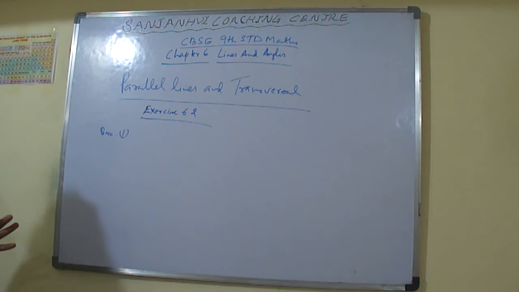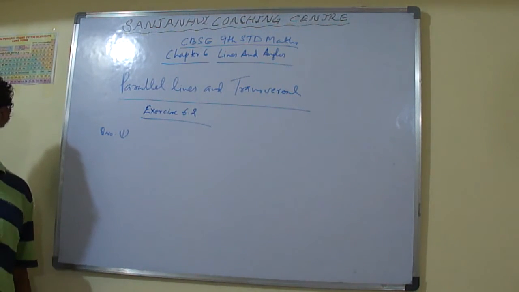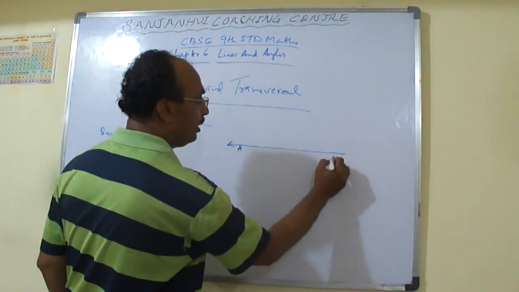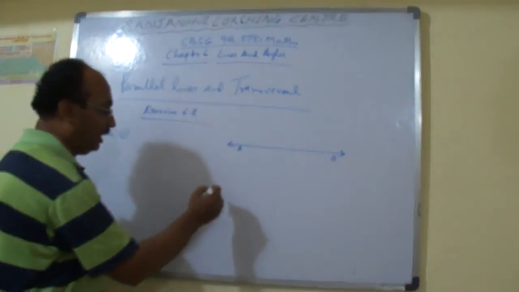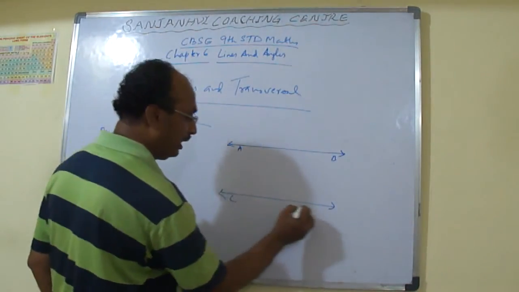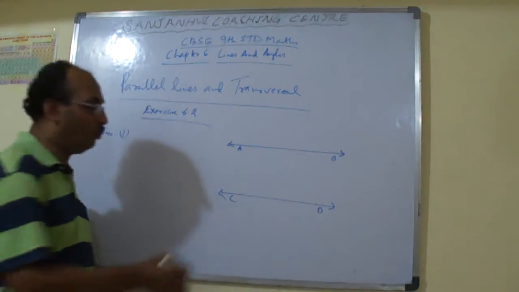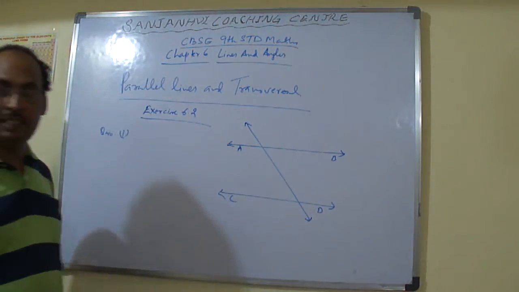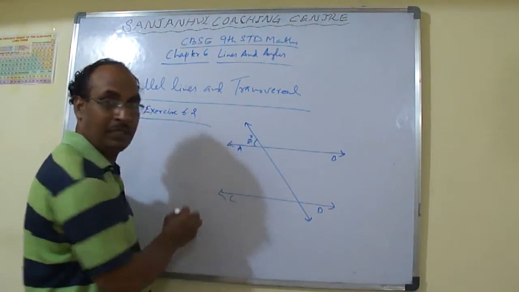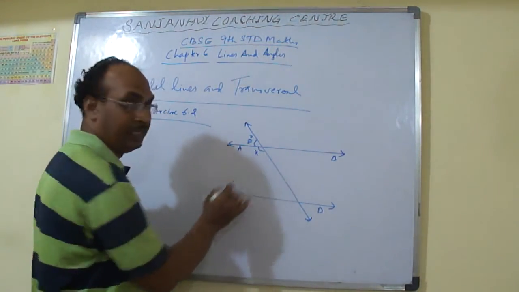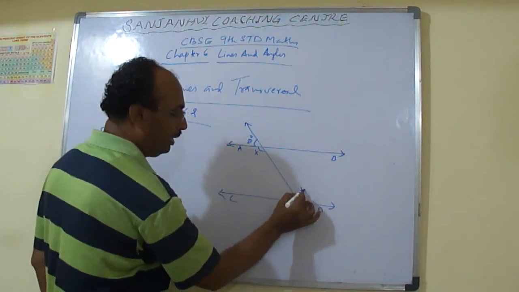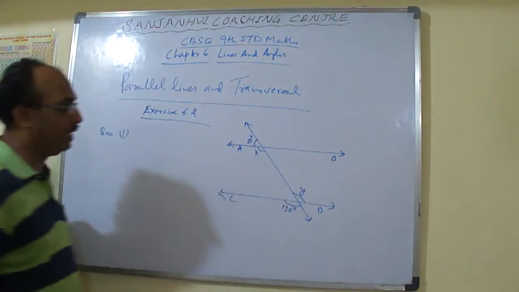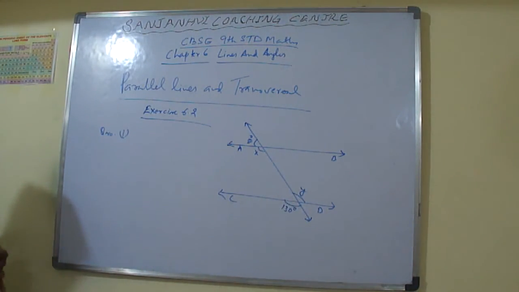We are not given here whether the lines are parallel or not. So we are given just two lines, A and B, and another line, C and D. And one more transversal line is given to us. This angle is given to us as 50 degree, and here another angle is x, then y, and another angle is given to us as 130 degree.